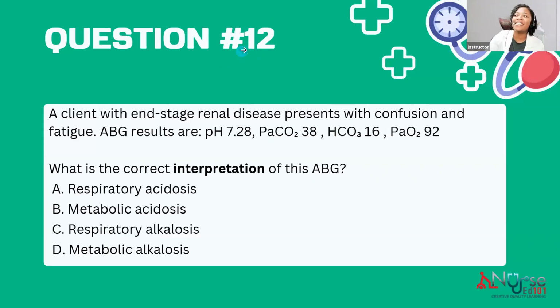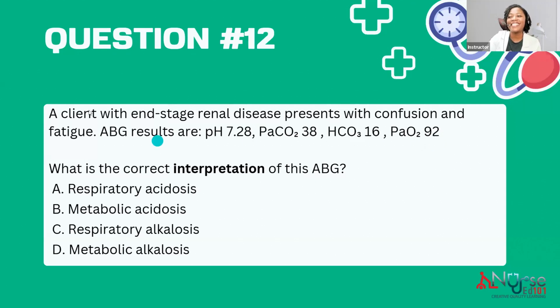All right. Our question. Three more questions to go, and this will take us to the end. This patient has end-stage renal disease. That means that their kidneys are shot, damaged, right? End stage, oh boy. And they're presenting with confusion and fatigue. So what do they need us to answer? They give us ABG results. We've got a pH of 7.28. We've got a PaCO2, which is all about our, nope, not going to tell you. PaCO2 is 38. HCO3 is 16. And our PaO2 is 92.